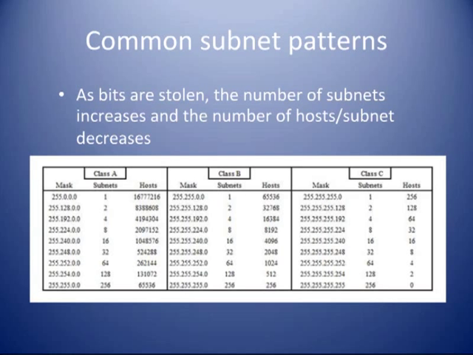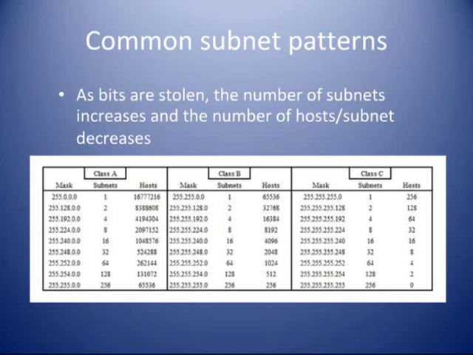All right, if you steal one bit, then you've changed your mask now to 255, 255, 255, 128, and you've split that network into two subnets, and each subnet has the corresponding number of hosts, so 128. So that's 256 divided by 2, and so on and so forth. If you steal 2 bits, you've created 4 networks, and each network has 64 possible hosts, and so on and so forth.